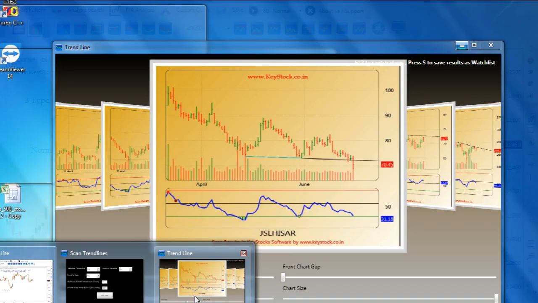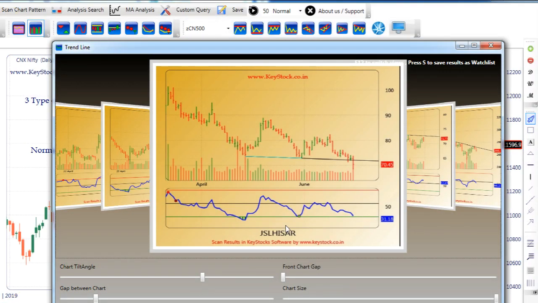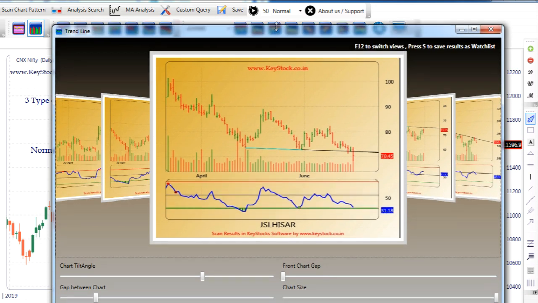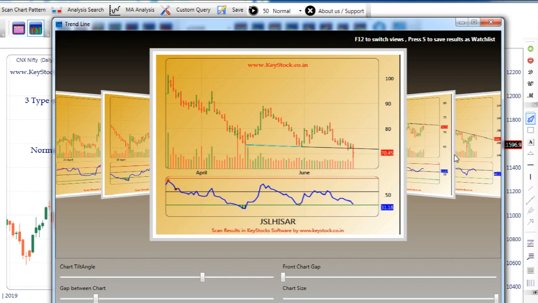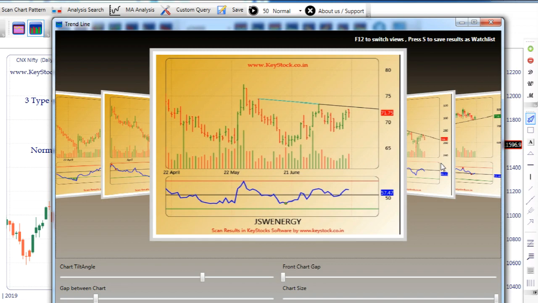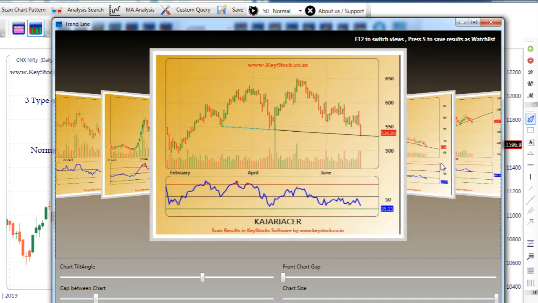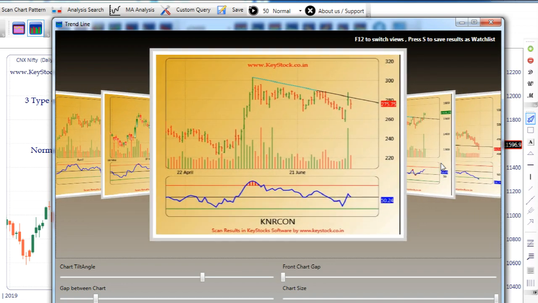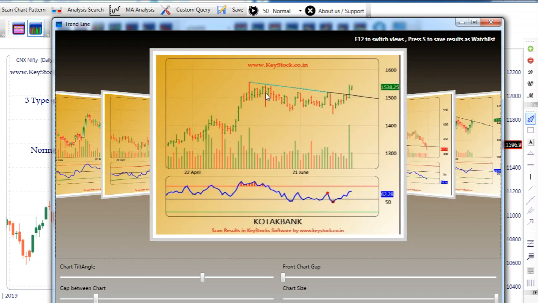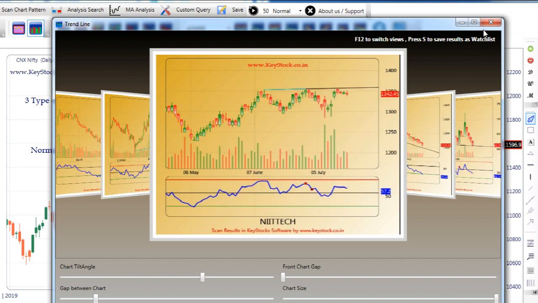This is also flat. This one is also flat. So we'll look only for the break over here. It may break and give us a good result.